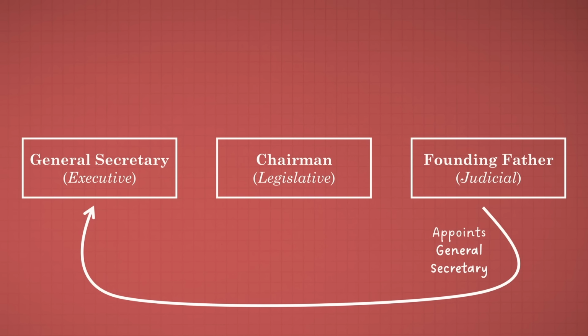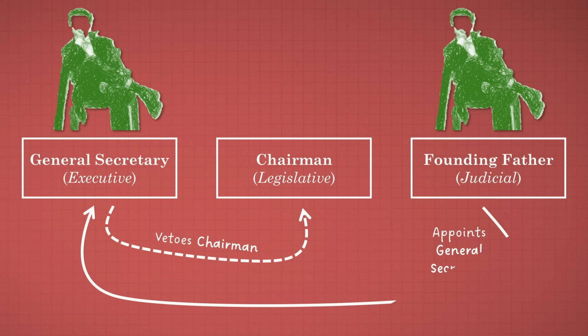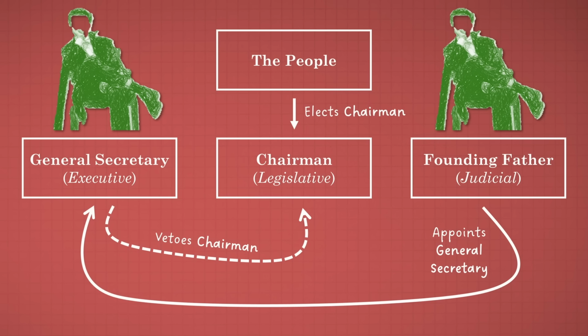But the general secretary was appointed by the founding father. The chairman was unable to act without the general secretary's consent, and the founding father was me. And in case anyone got any ideas, the first person I appointed as the general secretary was also me. As I rallied my schoolmates to join the burgeoning republic, I knew I had to give some concessions. So, I made one consequential decision. The chairman would be elected by the people.